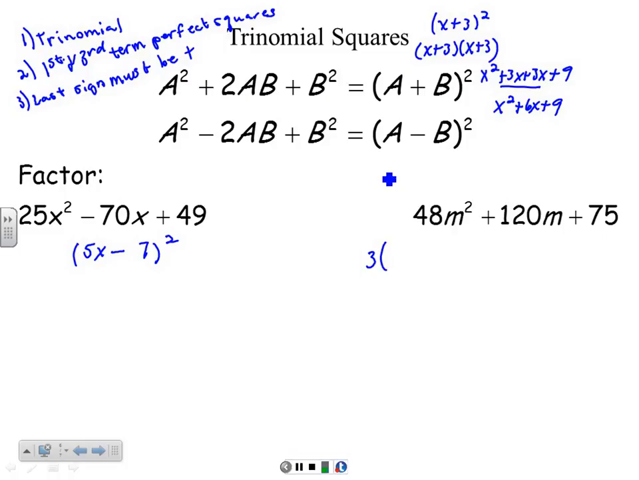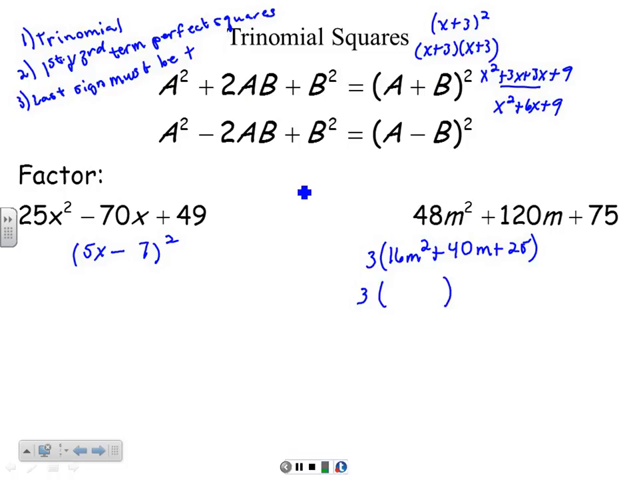So if I factor out a 3, I'm going to get 16m squared, that looks good, plus 40m plus 25. And remember, your directions are going to say factor completely, so this one is not factored completely. We just factored out the greatest common factor. So when you factor out a greatest common factor, that greatest common factor has to keep on coming down. And then if I look at this trinomial now, I see that it is my pattern.